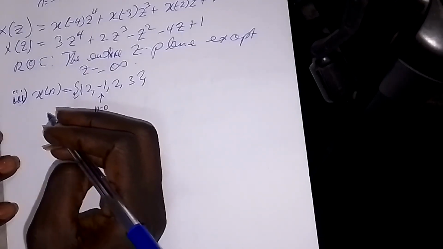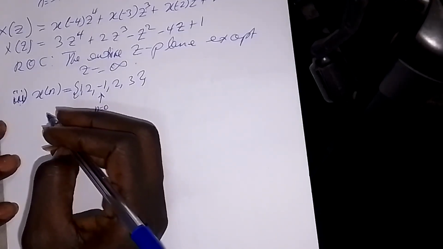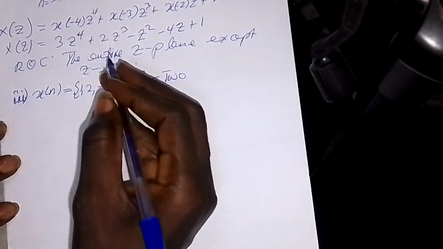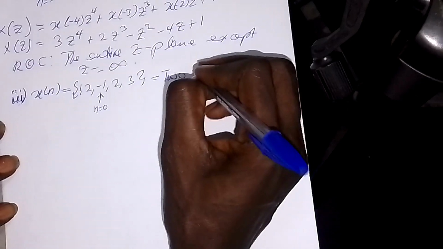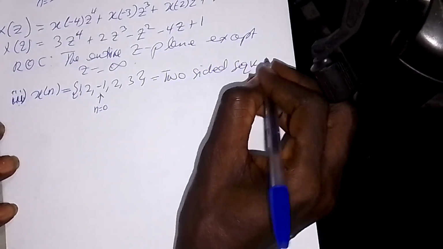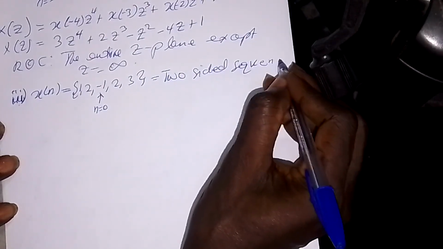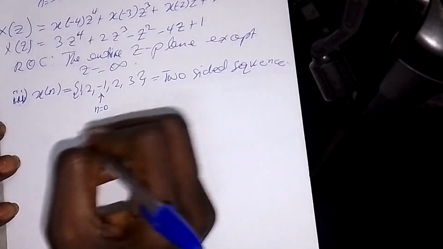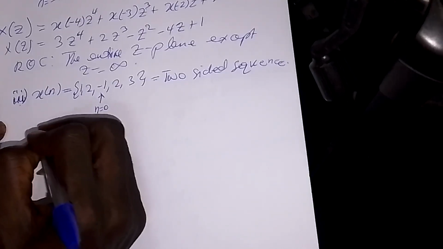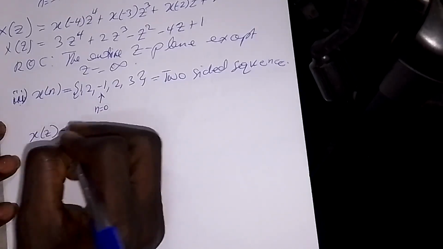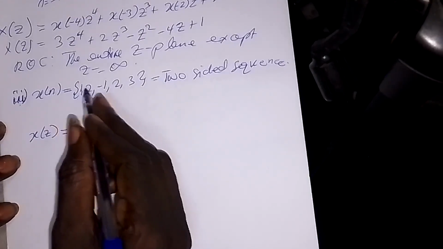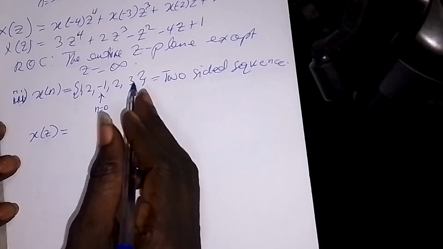So we cannot say it's right-sided or left-sided. But what we can say is that it's two-sided, because some are on the left, some are on the right. So it's a two-sided sequence. So let's find the z transform for this. This one is n equal to minus 2, minus 1, 0, 1, 2.